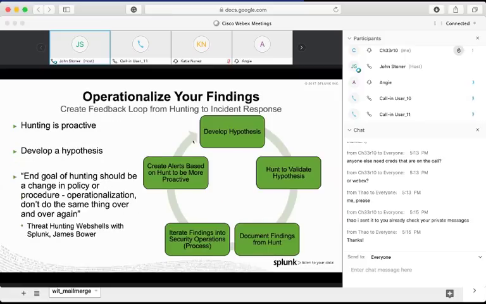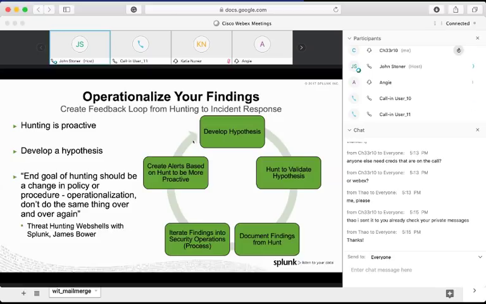And then the last thing I want you all to keep in mind from a level perspective is you want to really try to operationalize your findings. At the end of the day, we want to create this feedback loop from our hunting into our incident response and our security operations. So as we talk today, we're going to develop hypotheses. And those hypotheses are what we're going to hunt against to validate. And if we successfully validate it, then we found something and we can go from there, right?